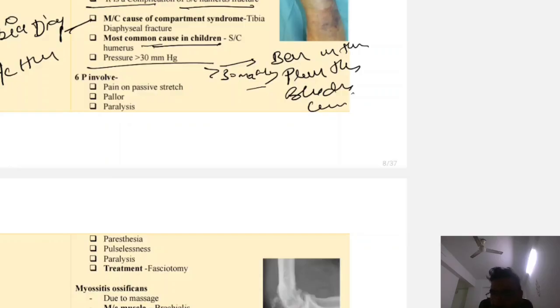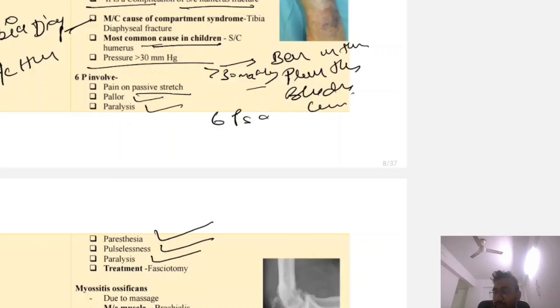Now it has 6 P's. What are the 6 P's? The patient will present with pain on passive stretch, pallor, paralysis, paresthesia, pulselessness, and poikilothermia. So these are the 6 P's of compartment syndrome. And how will you treat? By doing fasciotomy. So what is fasciotomy?